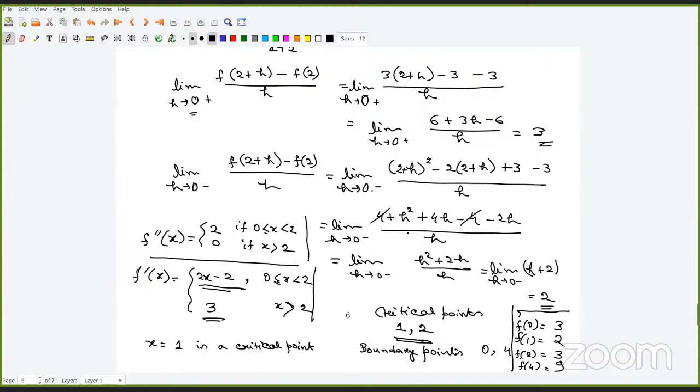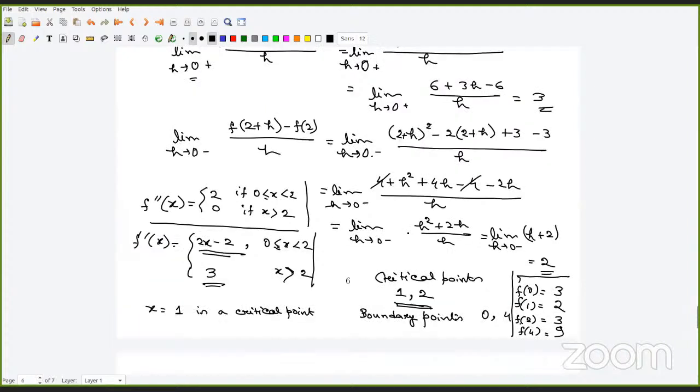So from where do we get the critical points? We have to calculate f dash x and make f dash x equal to 0. And that is one thing, and all those points where f is not differentiable. So at 2, f is not differentiable, we have checked it. So 2 is a critical point, and f dash at 1 is 0. That's why 1 is a critical point, and there are no other critical points.